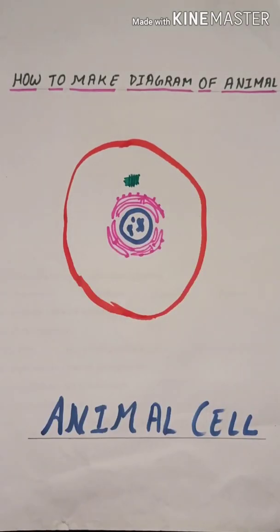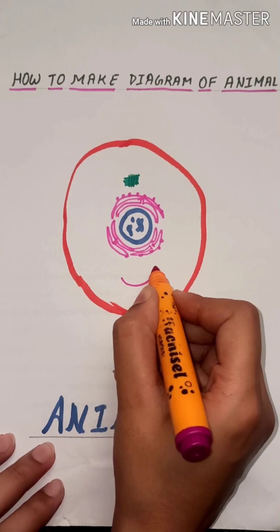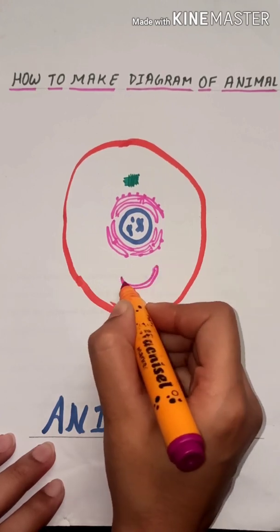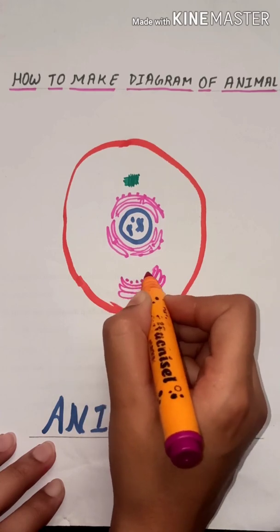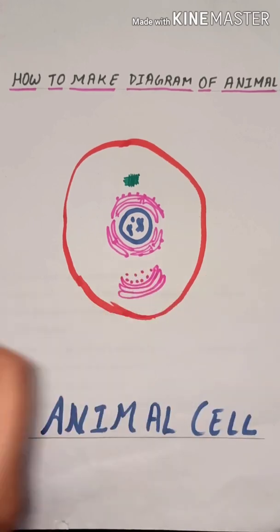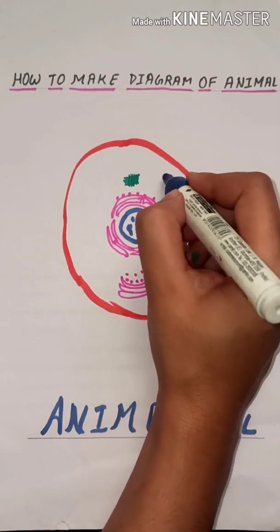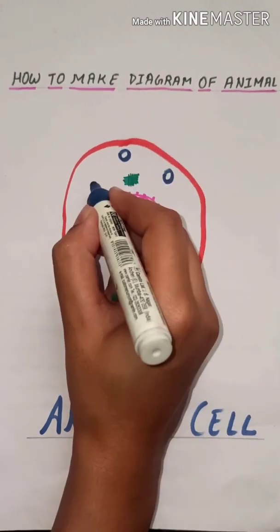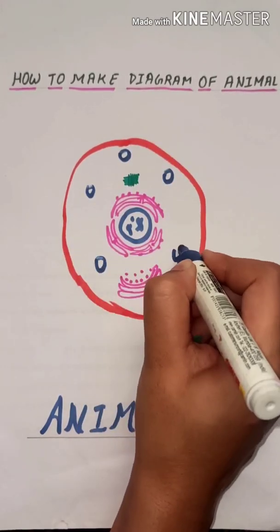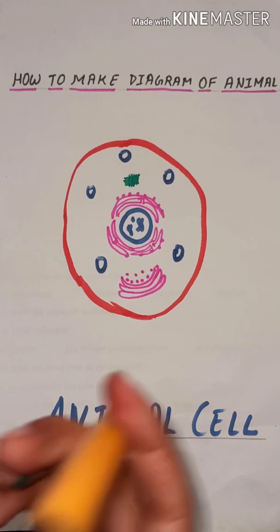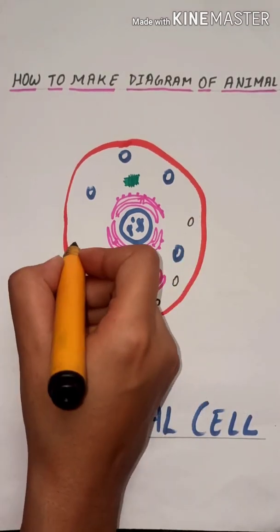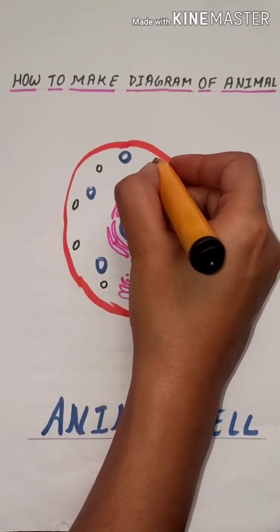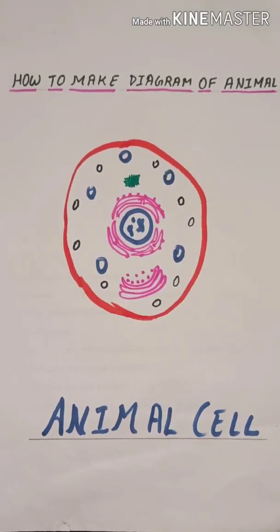This is the centriole. It is present next to the nucleus. During cell division it helps. Now I am making a banana-like structure, and this ball-like structure is known as Golgi apparatus or Golgi bodies. These numerous ball-like structures are vacuoles, and the other black color structures are lysosomes.